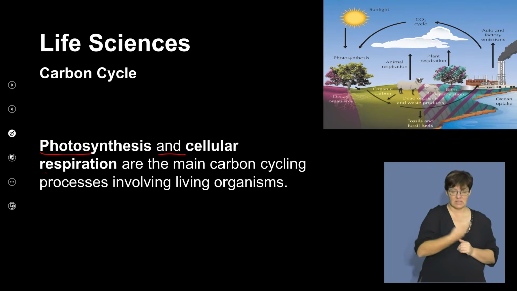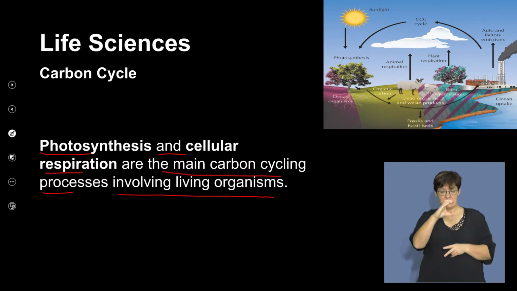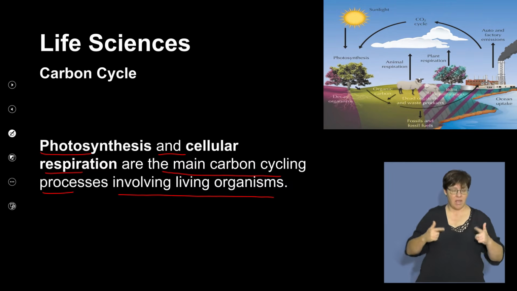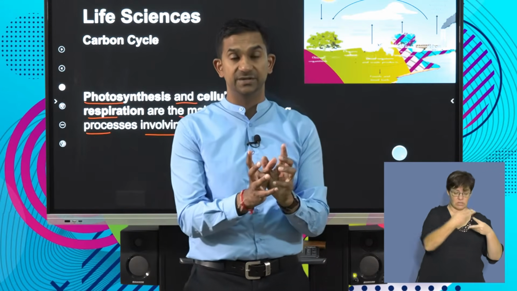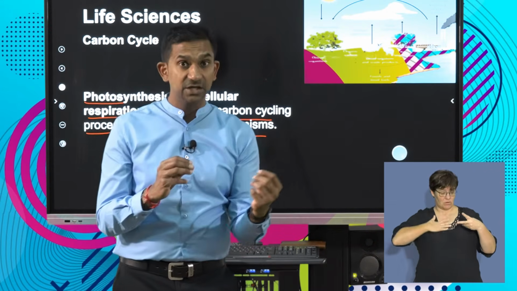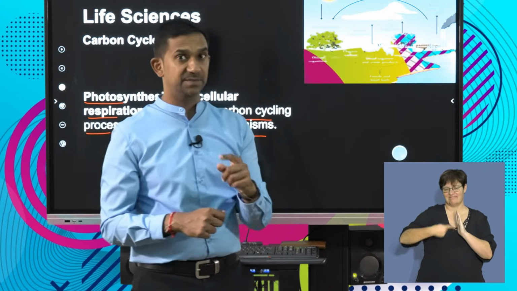Photosynthesis and cellular respiration are the main carbon cycling processes involved in living organisms. If we take these two processes, photosynthesis as well as cellular respiration, both can be interlinked as important cycles in recycling carbon in the atmosphere.